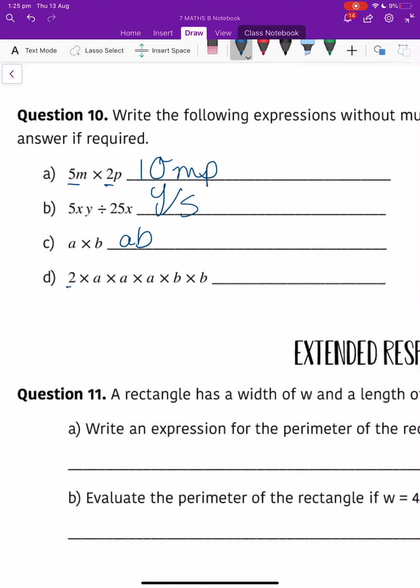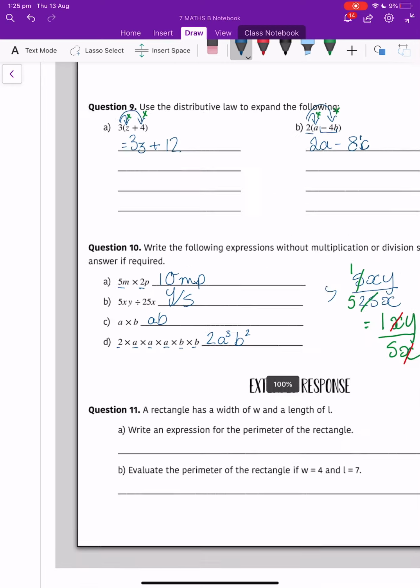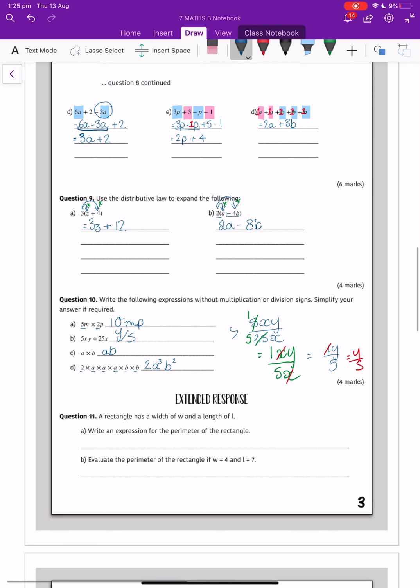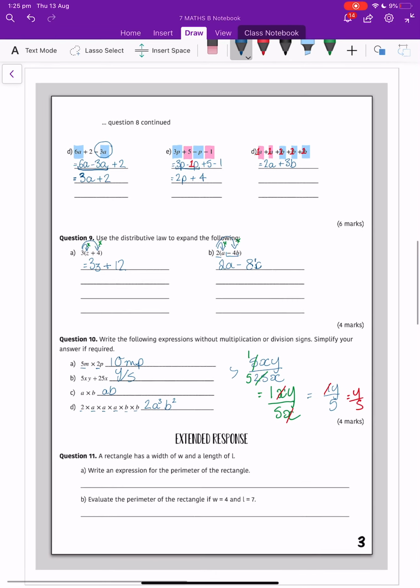Now, 2 times a times a times a times b times b. You write the 2, and there's 1, 2, 3 a's, so you write a to the power of 3. There's how many b's? There's 2 b's, so you write b to the power of 2. Okay, I'm going to stop this video here. Then I'm going to give you a separate video for the extended response questions.